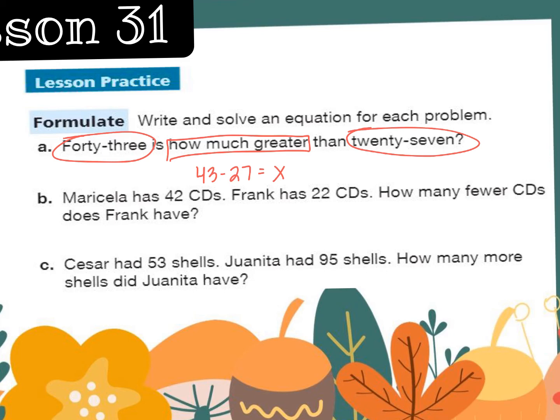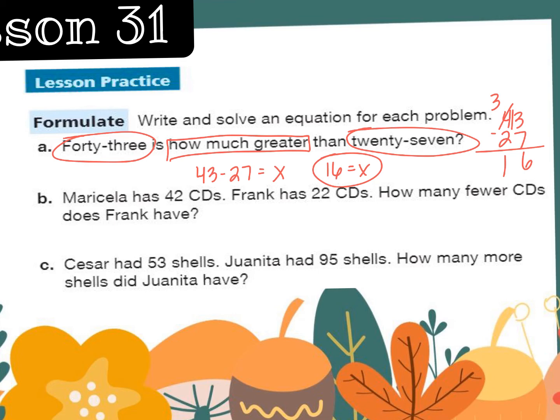Okay, so I'm going to solve this, and I'm going to do 43 minus 27 over here off to the side. And what's 13 minus 7? 6. And what's 3 minus 2? 1. So then it would be 16 equals my unknown that I filled in there. Could I put in like an M where X is? Yeah. Could I put in a C or a T? Anything. It's just a letter that represents some number that I have to figure out, right? So it can be any letter.